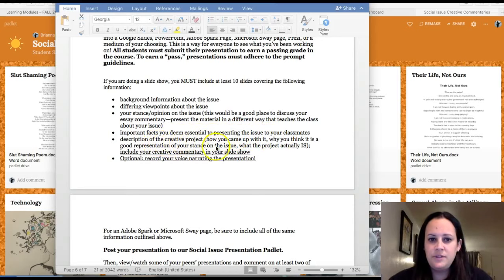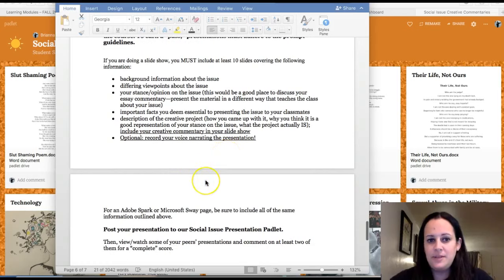And a description of your creative project: how you came up with it, why you think it's a good representation of your stance, and what the project actually is. So you actually need to include your creative commentary in your slideshow somehow. And then it's optional, but you can definitely record your voice narrating the presentation, or narrate yourself just like this if you'd like to. If anyone's interested, I can set you up with my Zoom account so you can record your presentation. That would be awesome, although not required.